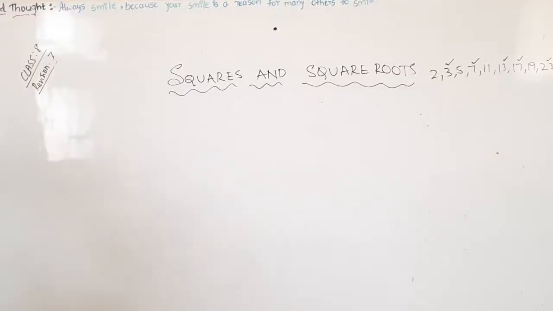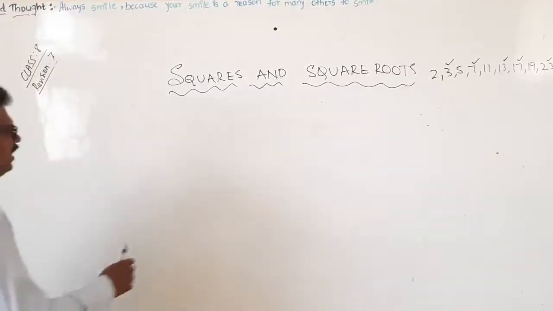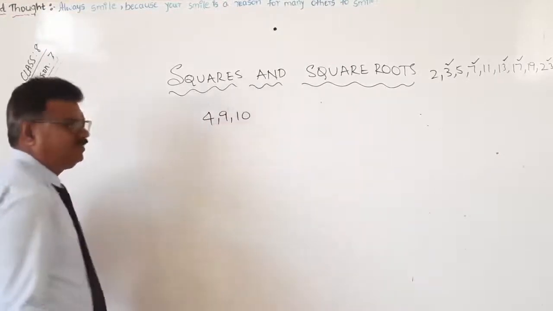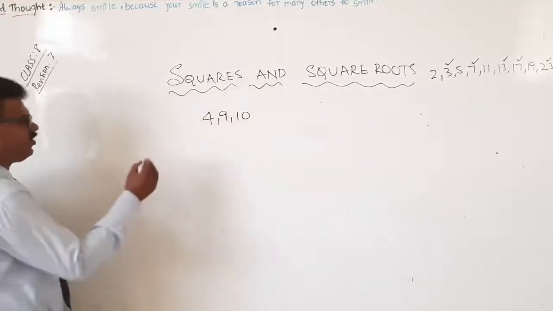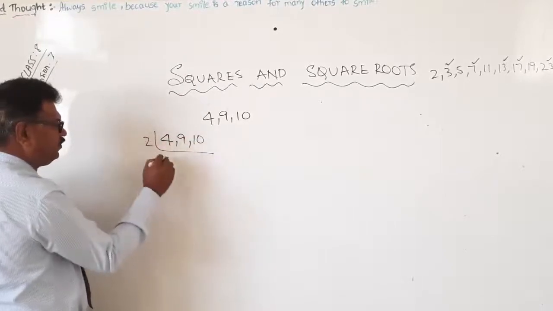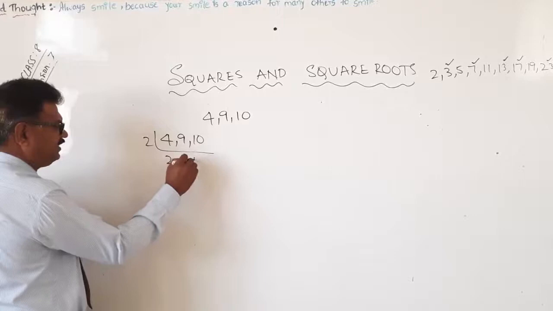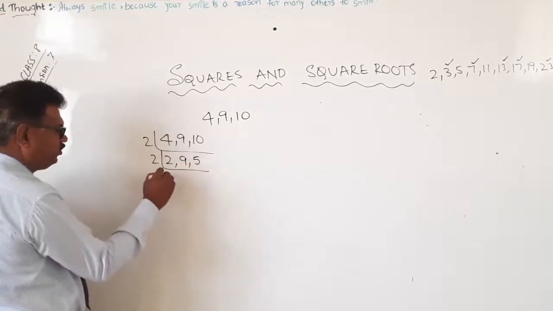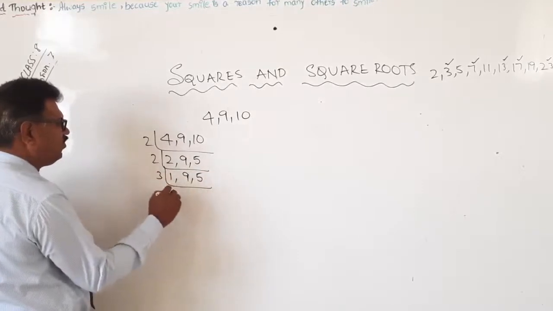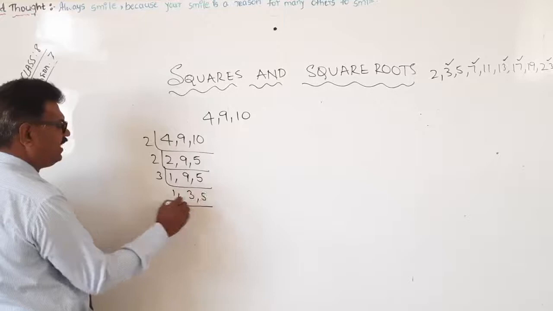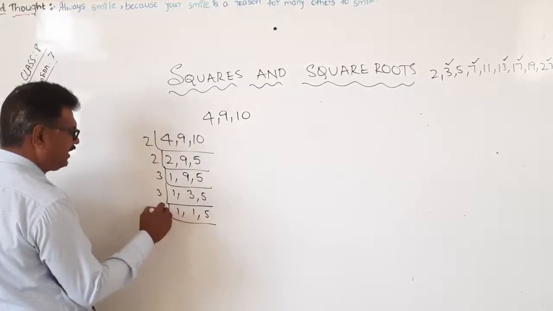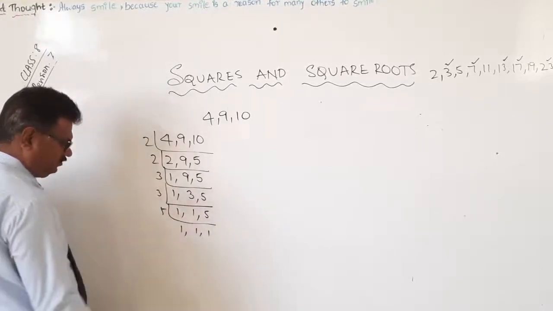Find the smallest square number that is divisible by each of the numbers 4, 9, 10. First take the LCM of 4, 9, 10. 2 twos are 4, 9 as it is, 5. Again 2, 1, 9 as it is, 5 as it is. With 3, 1 as it is, 3 threes are 9, 5 as it is. Again 3, 1 as it is, 1 and 5. And again 5, 1, 1.